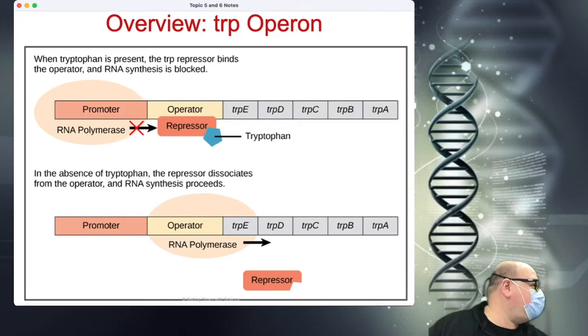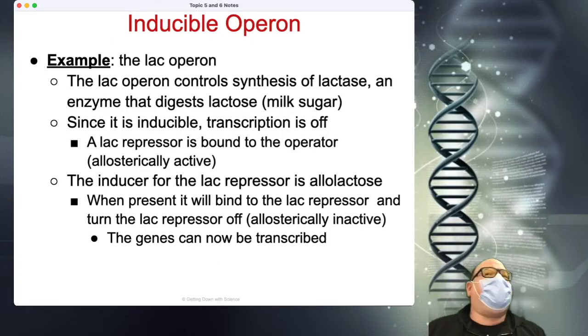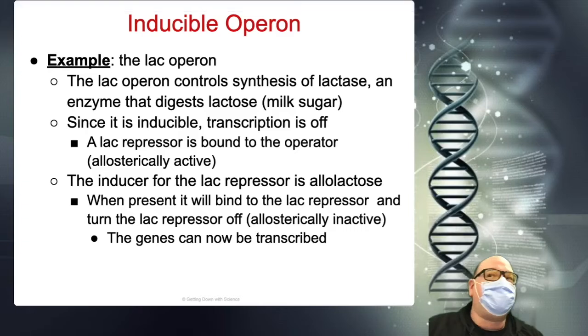All right, let's look at another type. Another one is the lac operon. Okay, the lac operon controls the synthesis of lactase. You've probably heard of that. Lactase is the enzyme that helps you break down the sugar lactose, okay? You've probably heard of people who are lactose intolerant. All right, so for this gene, it's inducible. It's turned off, okay?